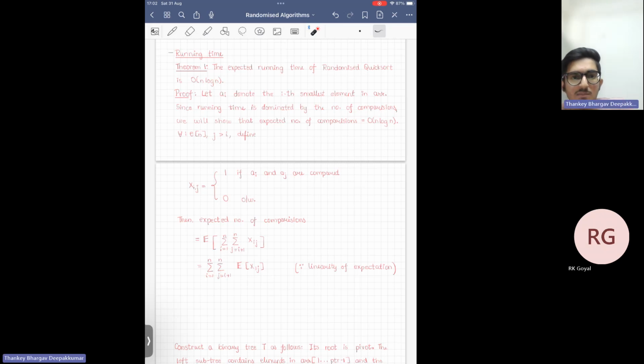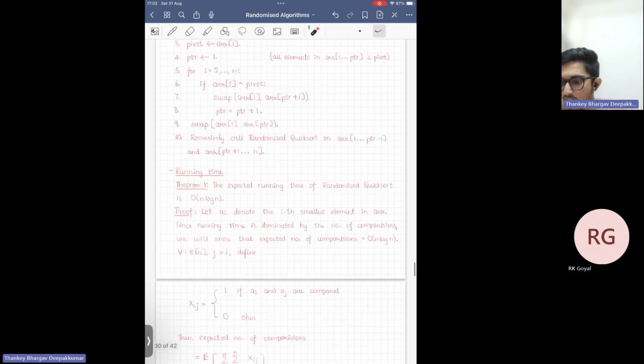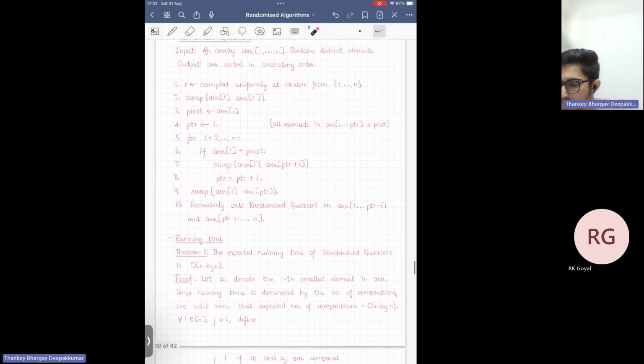Okay. So, welcome to the fourth lecture on randomized algorithms. In the last lecture, we were discussing randomized quicksort, and we left the analysis at some point, and today we'll continue from there. But before that, let's quickly recall what we were doing in randomized quicksort.